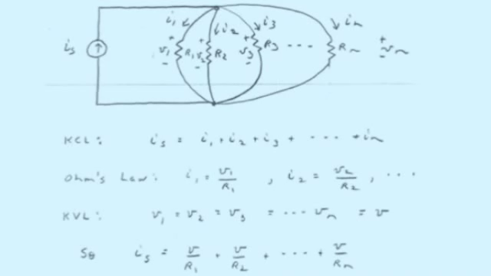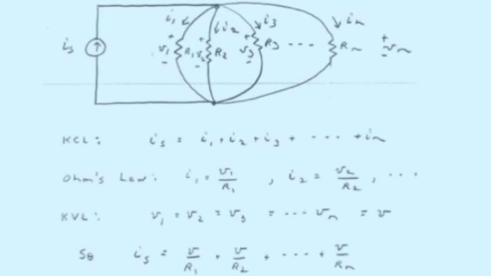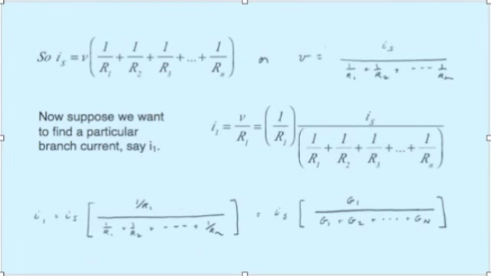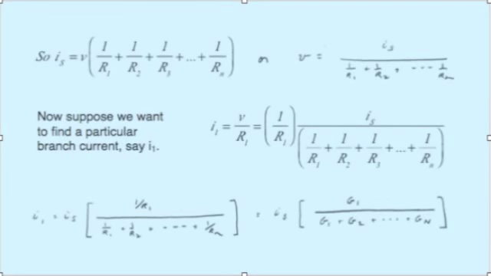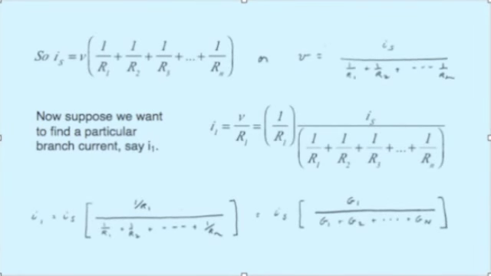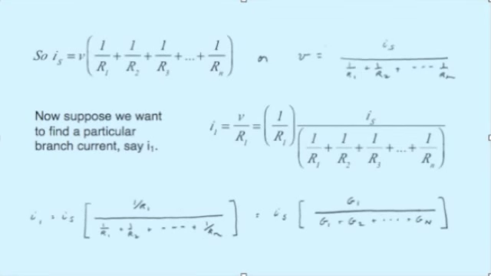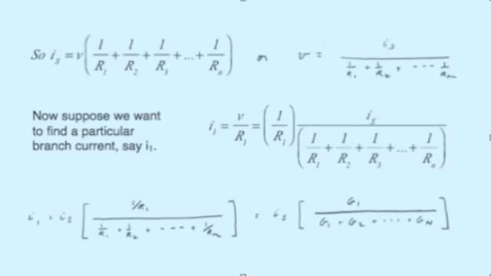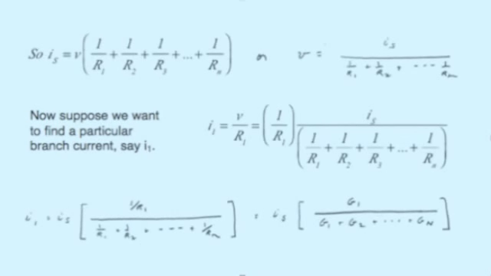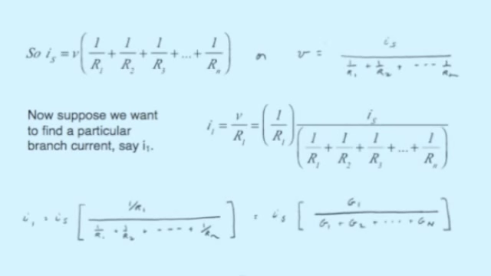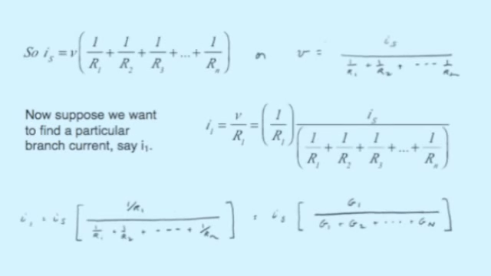So I sub s is equal to V over R1 plus V over R2 until we've accounted for all the branches. Let's factor out that common term, that is the voltage V, and then divide the equation through both sides by the sum of all the reciprocal resistors. Now we have an expression for the voltage V. It's equal to the source current divided by the sum of the reciprocal resistors. So with this expression for voltage in hand, how does one get the current through a given resistor, say R1? Well, by Ohm's law, I equals V over R, so I1 is equal to V over R1.